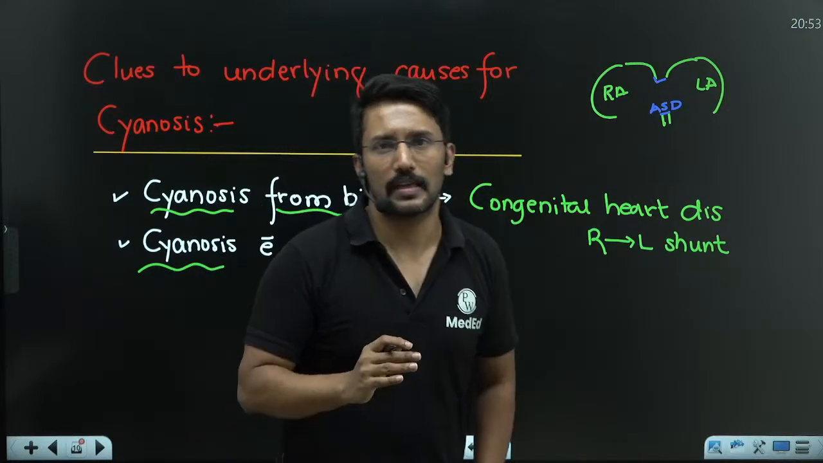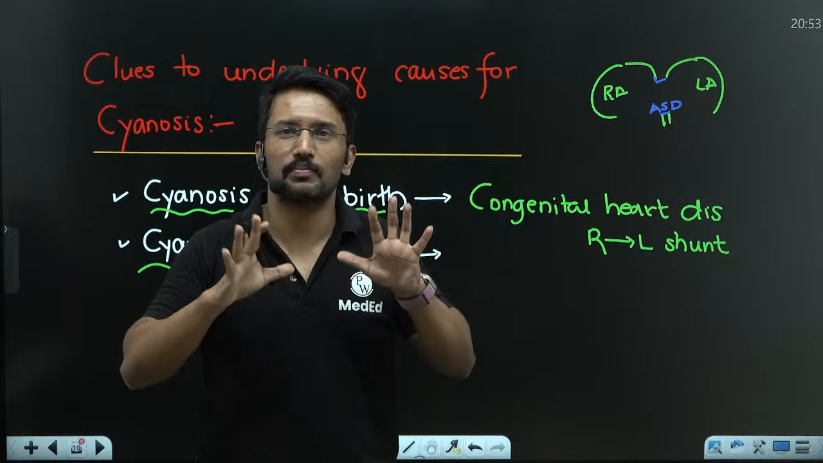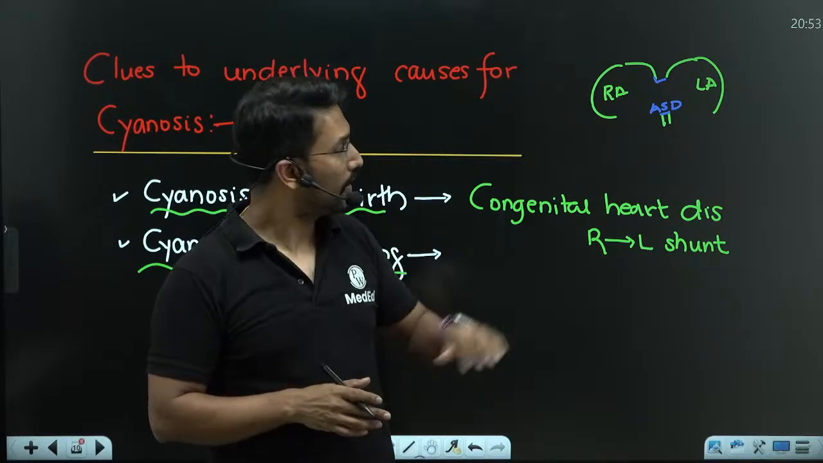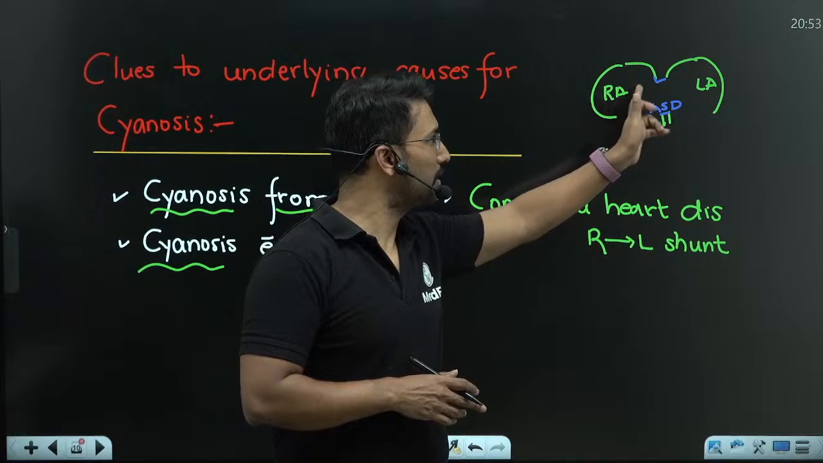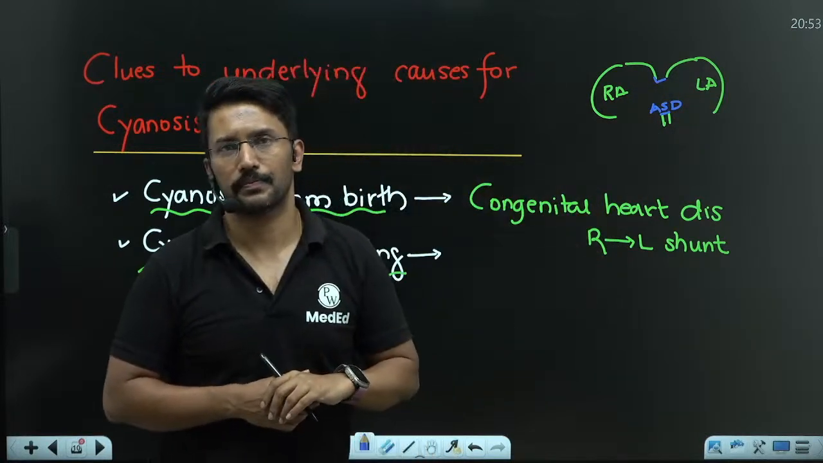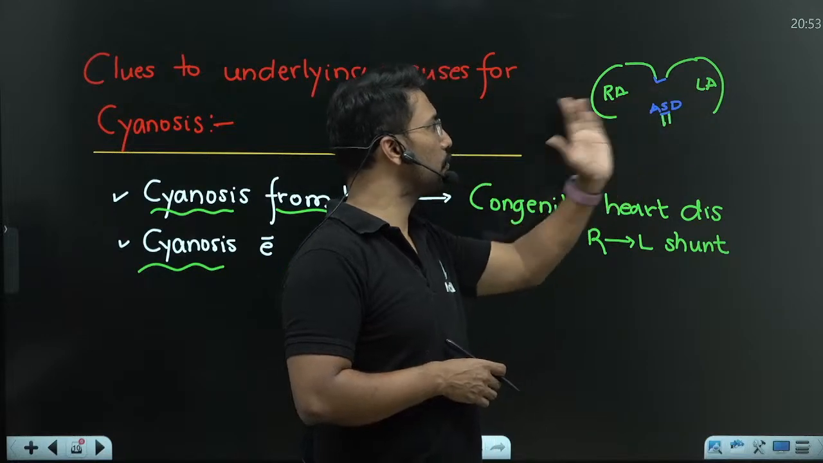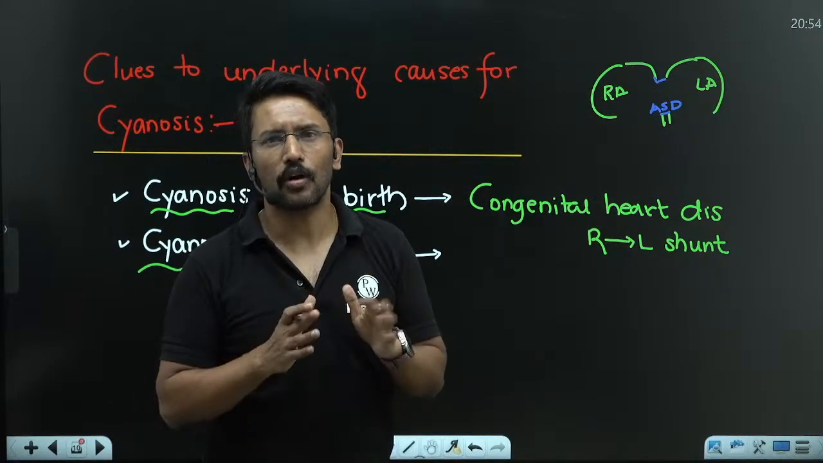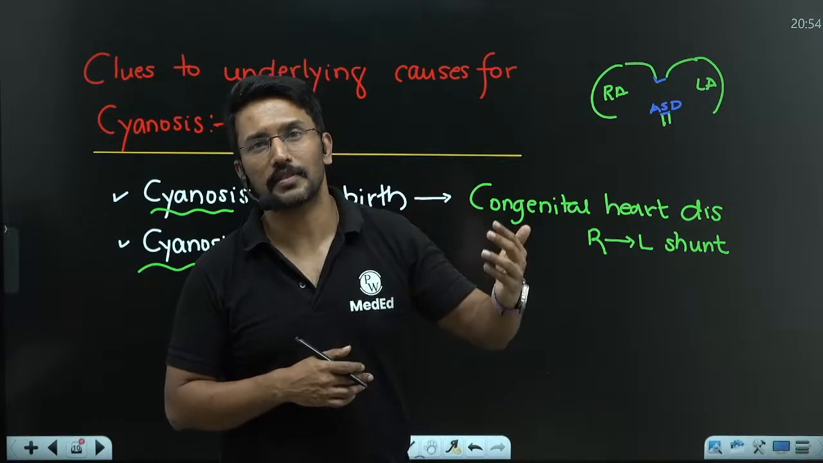Now, physics says fluid moves from one chamber to another chamber with respect to pressure gradient. If pressure in the right atrium is more than the left atrium, the blood from right atrium will move to left atrium. If the pressure in the left atrium is more than the right atrium, blood from left atrium will move to right atrium. Normally, which side has higher pressure, right side or left side? It is the left side which has higher pressure.